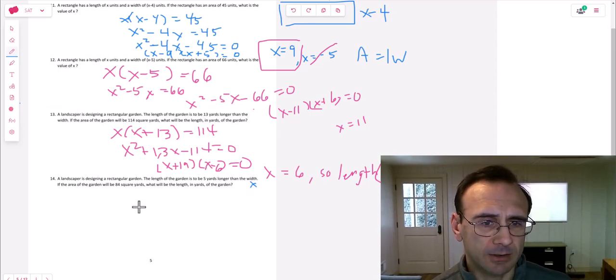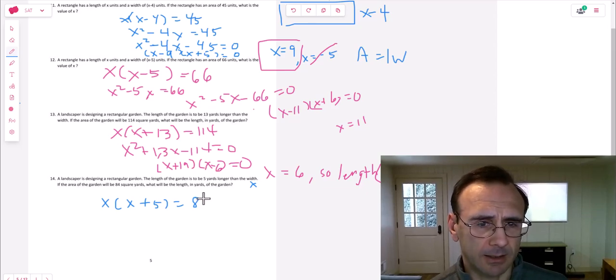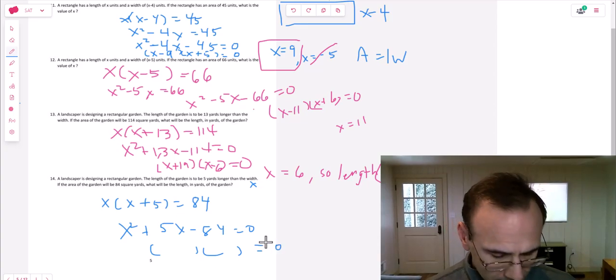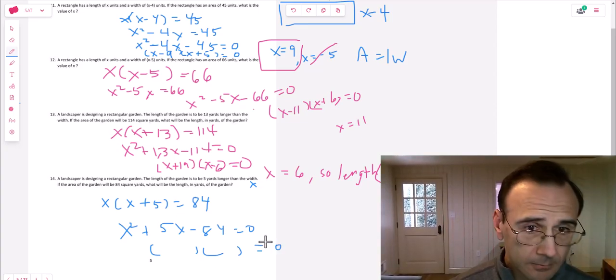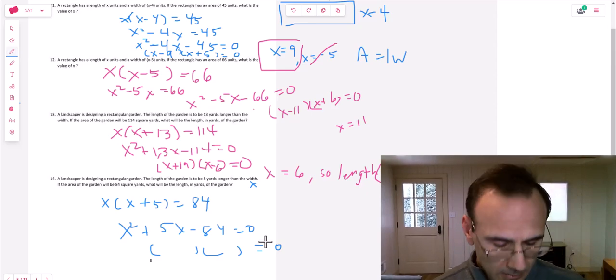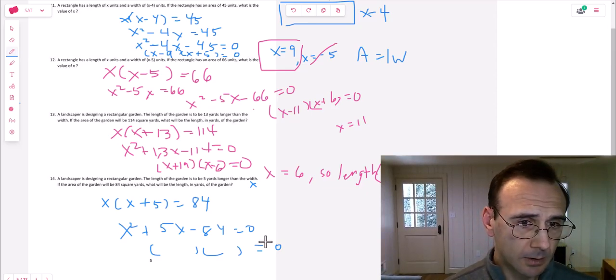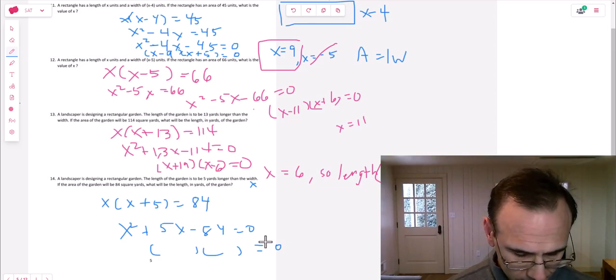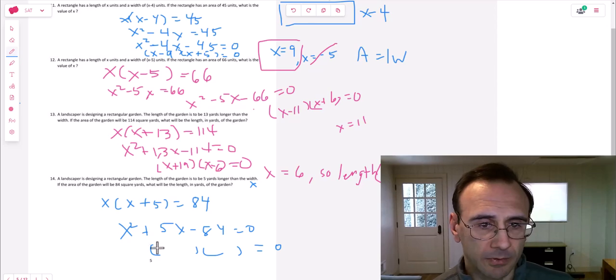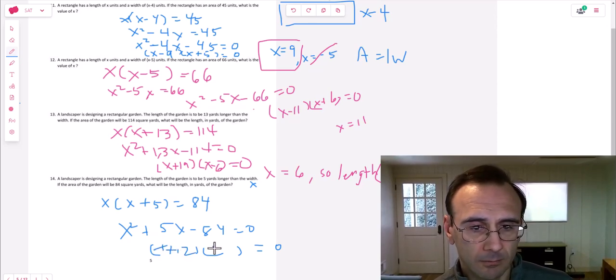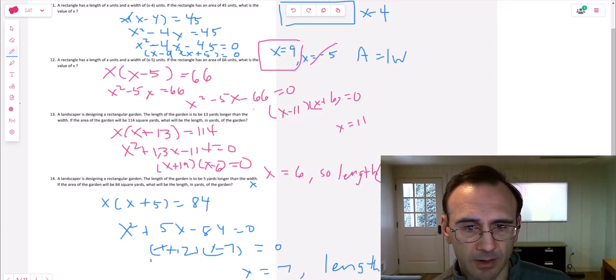So I'm going to make the width x, so the length is x plus 5 for number 14. But you can do it the other way. You can make the length x and the width x minus 5. Doesn't really matter. 12 and 7. So x is 7, which then makes the length 7 plus 5, so 12.